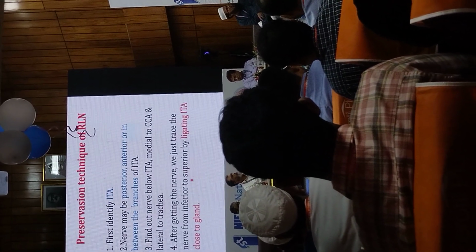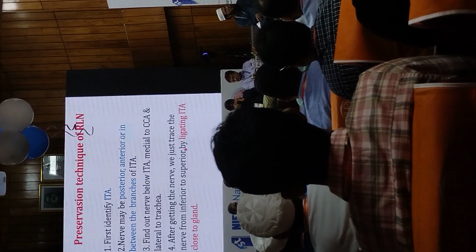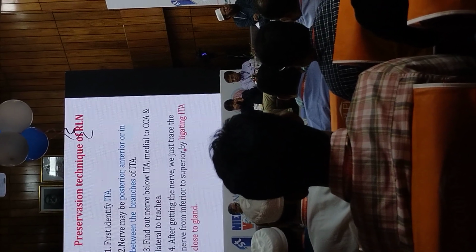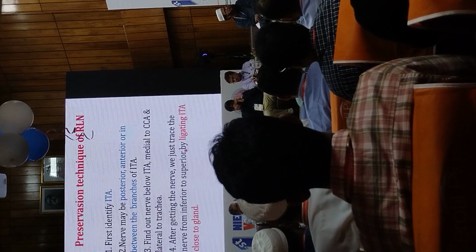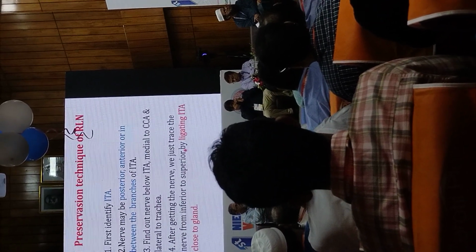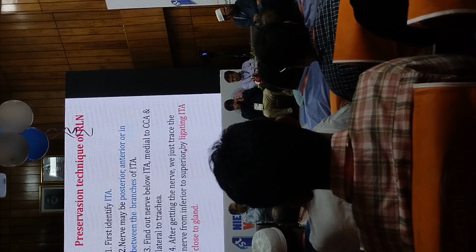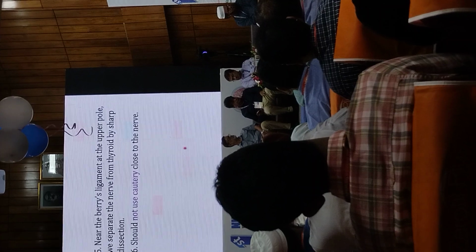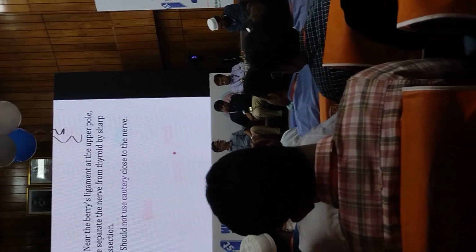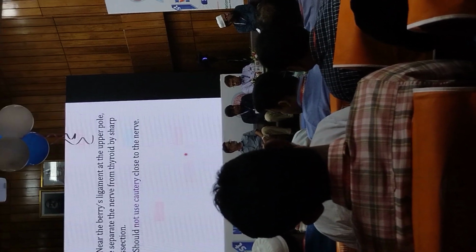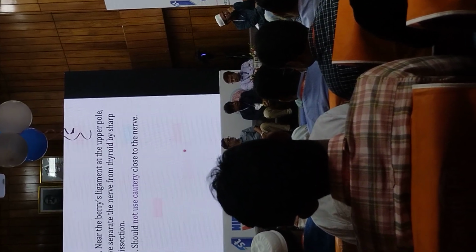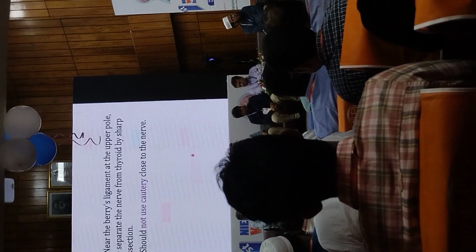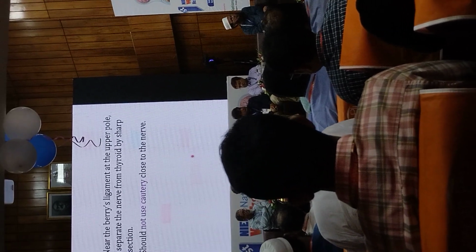After getting the nerve, we trace the nerve from inferior to superior, ligating the inferior artery at its branches towards the gland, with preservation of the branches to the parathyroid. And near Beer's ligament, at the upper pole, the nerve should be separated from the thyroid by sharp dissection. We should avoid the use of cautery, as the nerve is very close to the thyroid gland. So we should be careful and do sharp dissection.